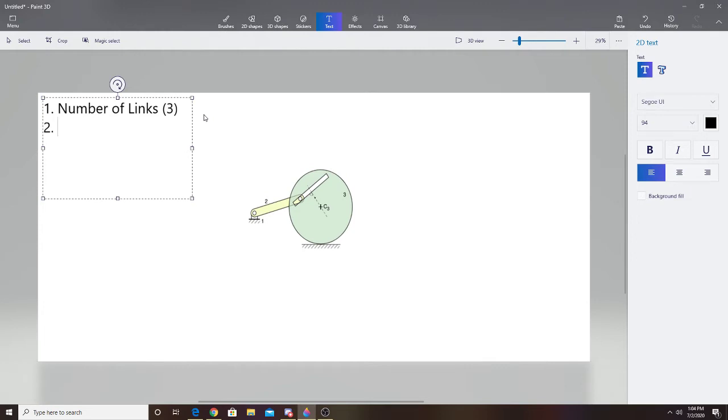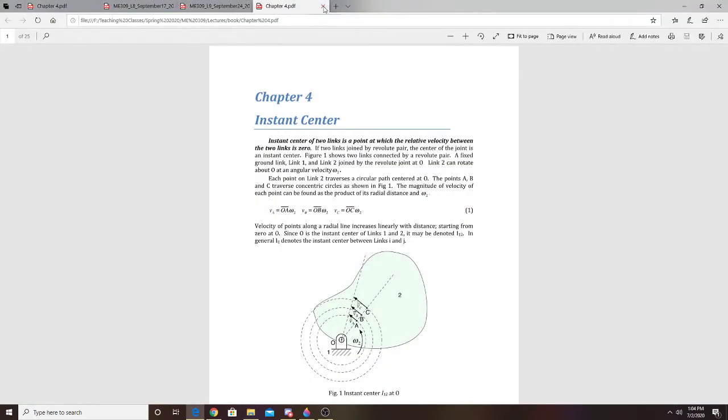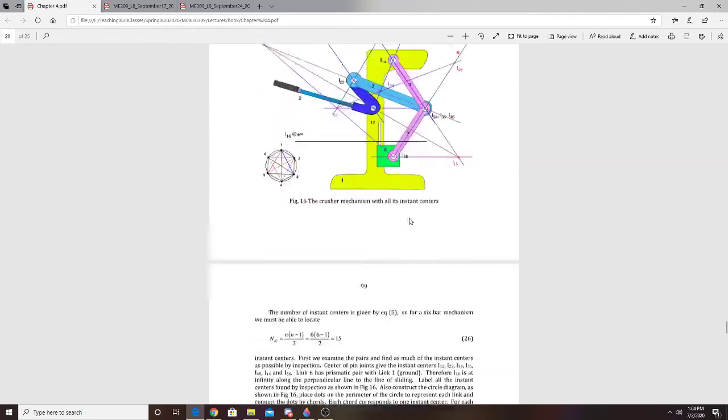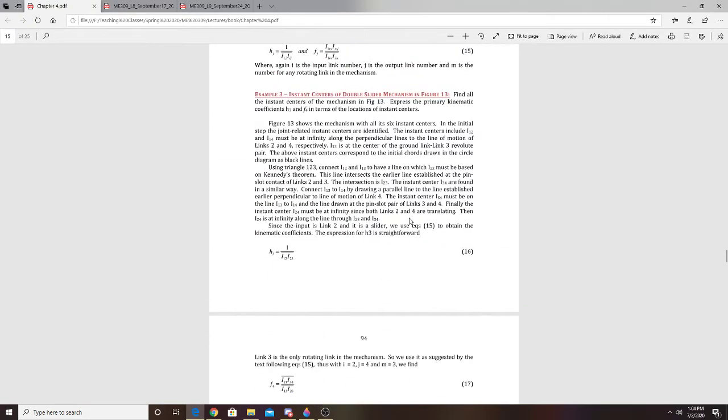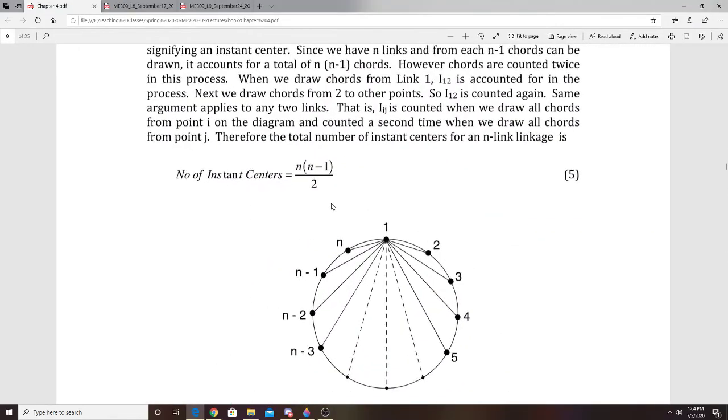So for this one, it's probably really easy, but the equation, so number of instance centers. And for this one, the equation is n times n minus 1. You guys, it's in the chapter. I'm actually going to pull that up before I mess that up horribly. Oh, I already had it open. Never mind. Let's go find it. There it is. So it is n times n minus 1 over 2.